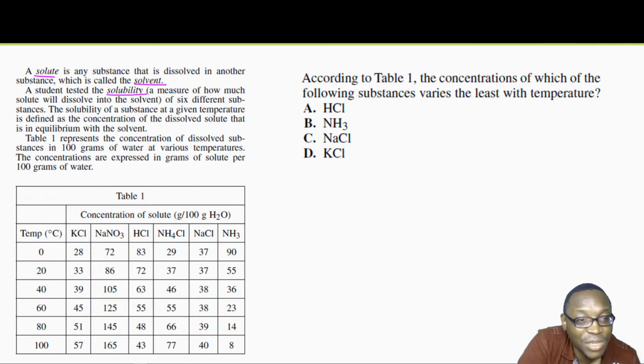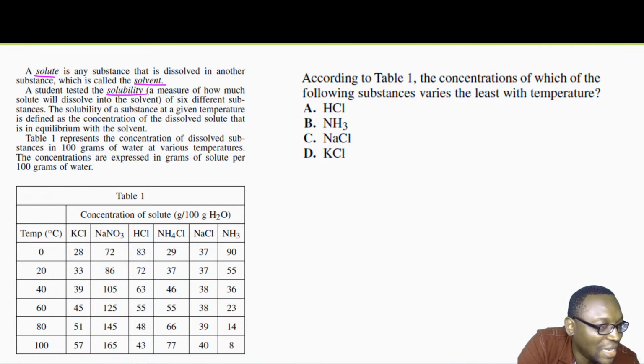This is a very typical type of ACT science question, and in the ACT you have 3 types of science questions. This is what we call the type 1. So you have a table and you have to just interpret the table and answer questions based on that table. So this is very common in the ACT.